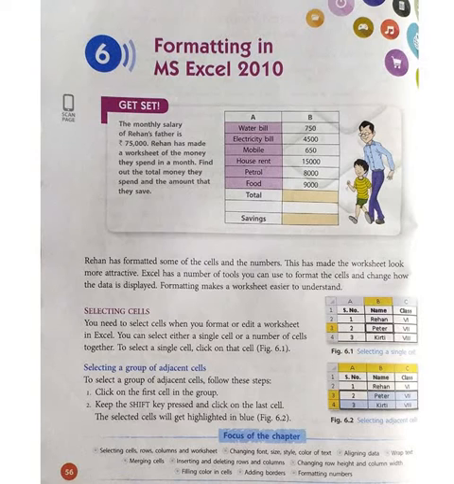Then after selecting a group of adjacent cells, to select a group of adjacent cells, follow these steps. First of all, click on the first cell in the group. Then after, keep the shift key pressed and click on the last cell. The selected cells will get highlighted in blue. You can see in this picture, the selected cells are displayed highlighted with the blue color.